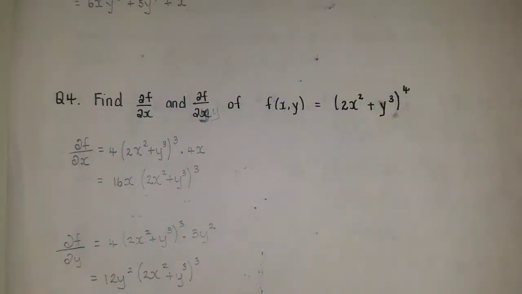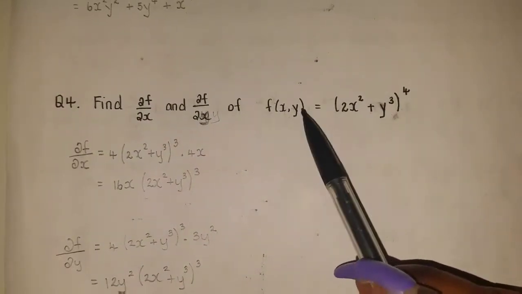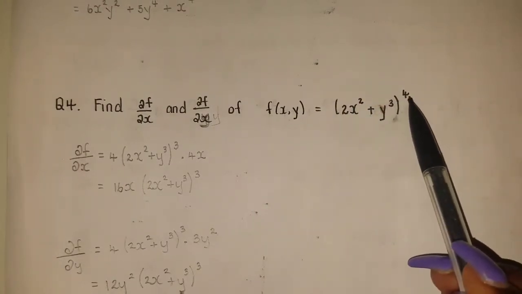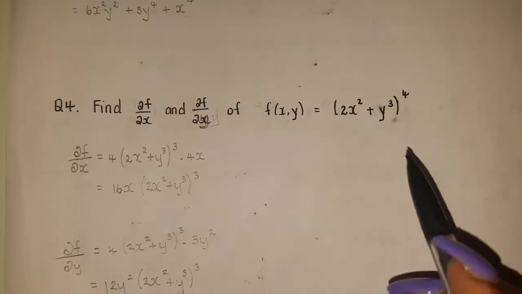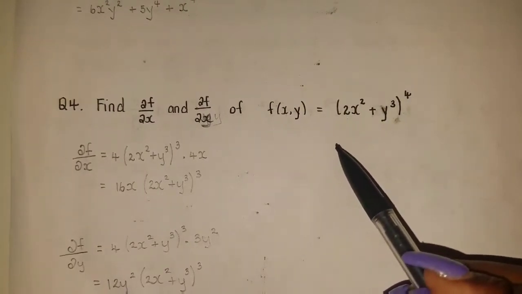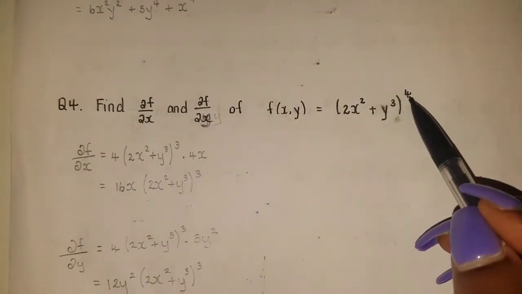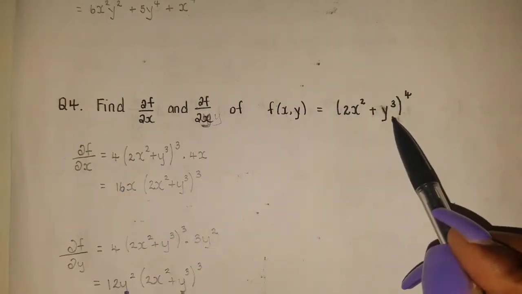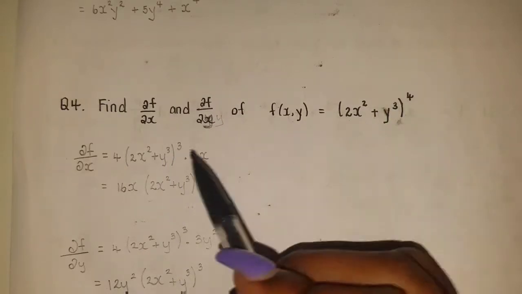In this last question, once again we are finding partial derivatives, but notice that our function f of x, y equals 2x squared plus y cubed all raised to the power of 4. So it's raised to a power, which means that we're going to use the power rule. So for the partial derivative with respect to x, it's going to be power times coefficient, which is 4, write back the bracket, subtract 1 from the power to get 3.